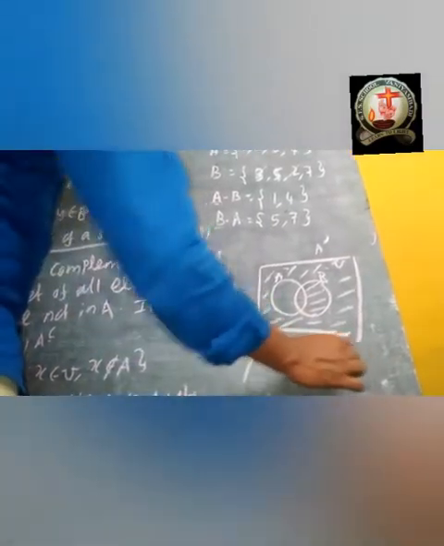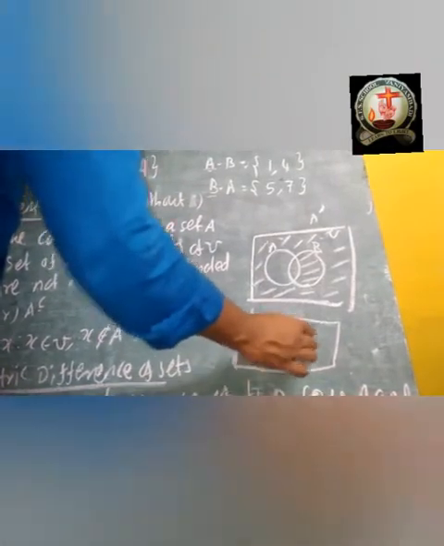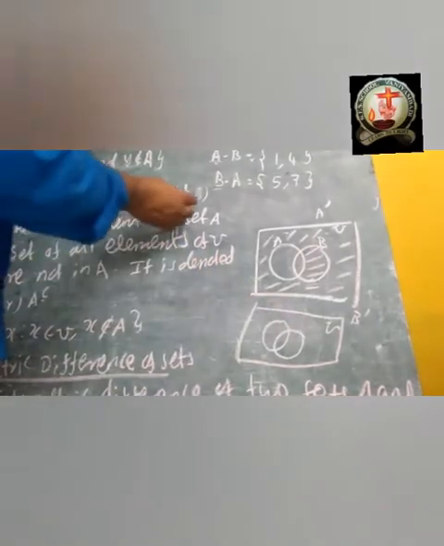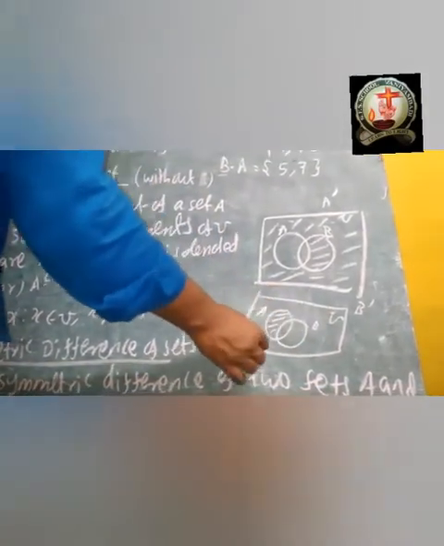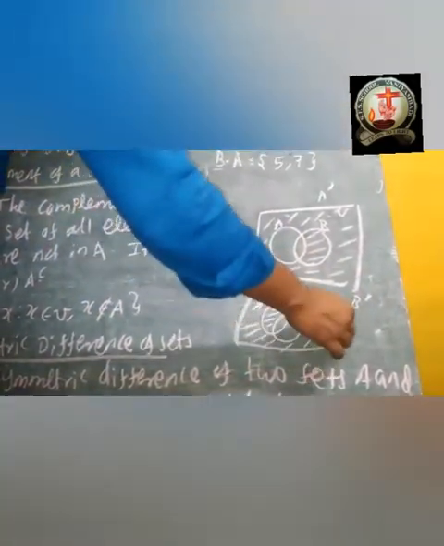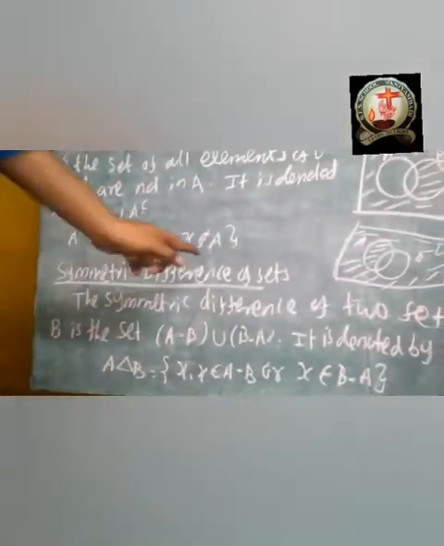For example I will give. This is B dash. B dash, without, I mentioned without B. This B we should not consider, only A, and dash is there, so dash means outside you have to shade it. That's all. Next, symmetric difference of sets.